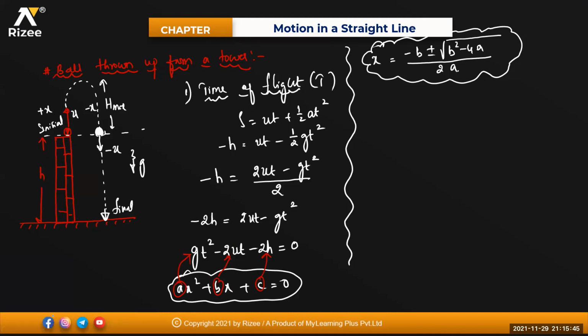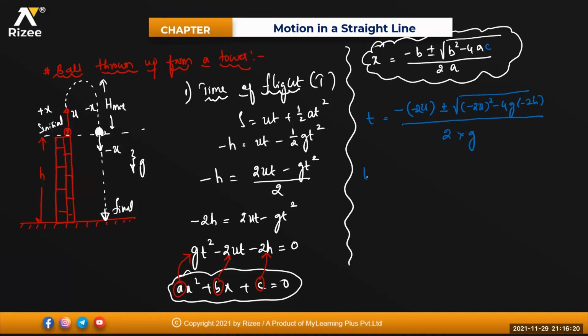This will become, in the place of x, what I'm having is t. That means t will be equal to minus b value, which is minus 2u. Then plus or minus under root of minus 2u whole square minus 4 into g into minus 2h. A value is g, this one is c, 4ac divided by 2 into a. A value is again g.